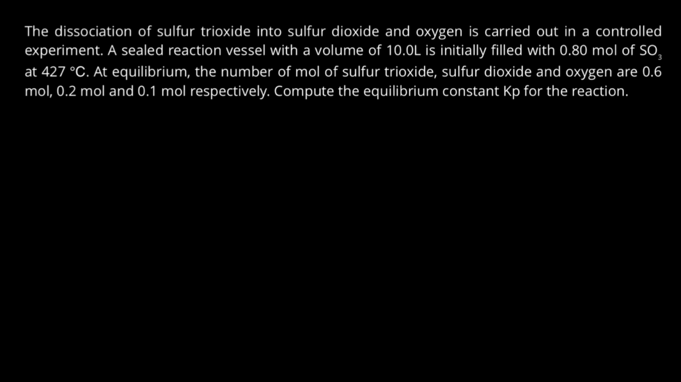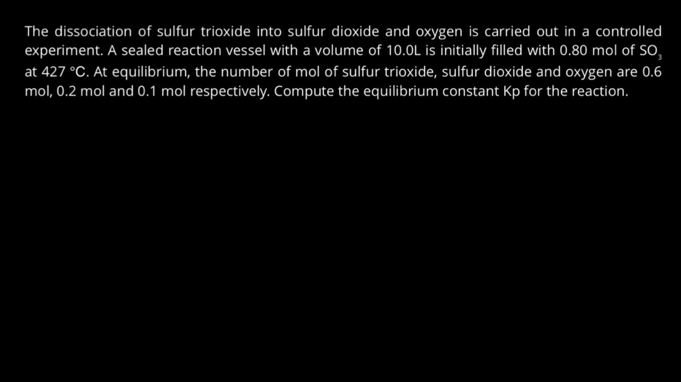experiment. A sealed reaction vessel with a volume of 10 liters is initially filled with 0.8 mole of sulfur trioxide at 427 degrees Celsius. At equilibrium, the numbers of moles of sulfur trioxide, sulfur dioxide, and oxygen are 0.6 mole, 0.2 mole, and 0.1 mole respectively. Compute the equilibrium constant Kp for the reaction.